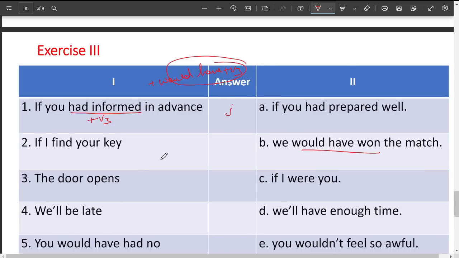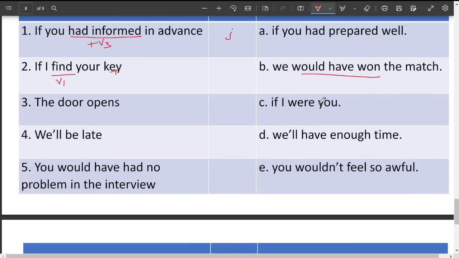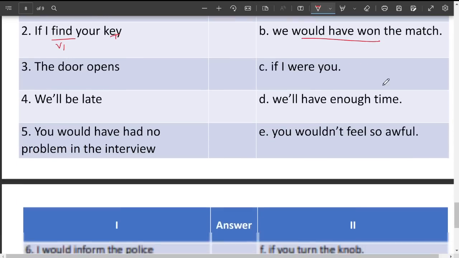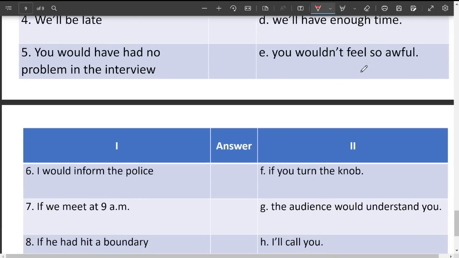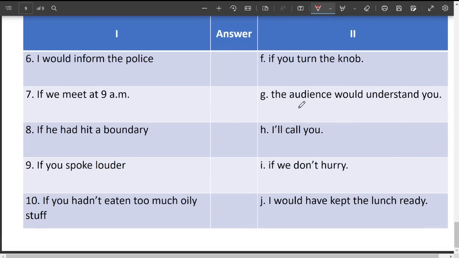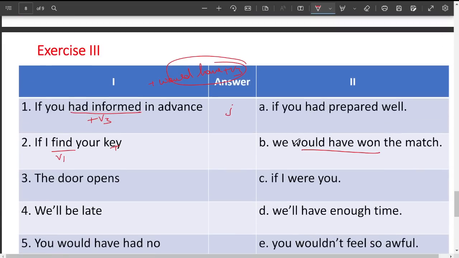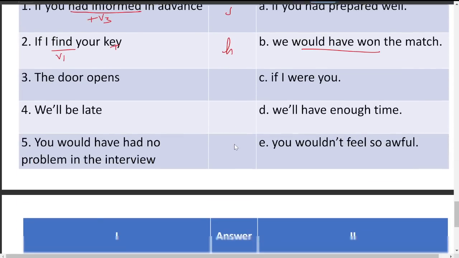Next, if I find your key, if I find your key in the sense, this starts with V1. So on the other hand, you have to search for will plus V1 or subject V1 or V5. Now let us check for that. If I find your key, if you had repaired well, no, you cannot use again. If we would have won the match, no, we will have enough time, no, you wouldn't feel so awful, no. If you turn the knob, not possible. The audience would understand, no, not possible. I will call you. Look at this. If I find the key, I will call you. Is that meaningful or not? So in the second case, what do you need here? H is needed.